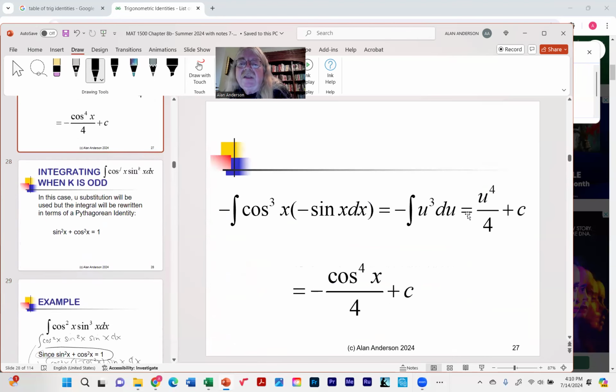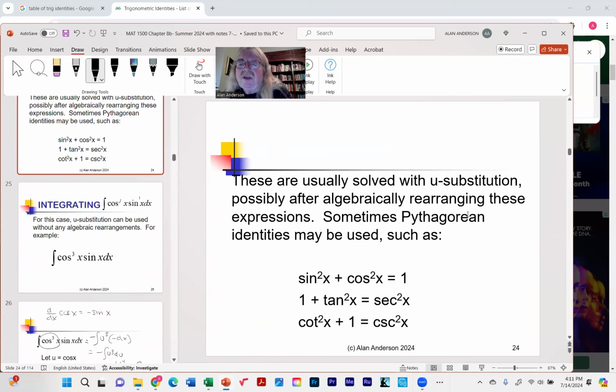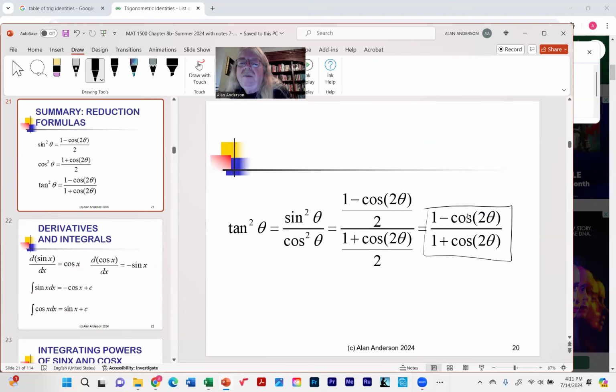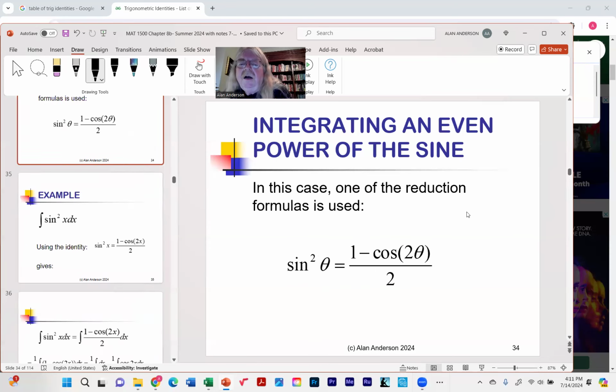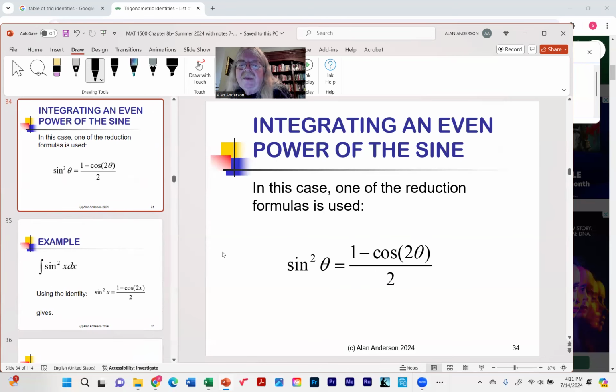Now, if you notice, these two cases involve both the cosine and the sine. What about cases where we just have one or the other? For example, what if we need something like this? Well, one possibility is to use one of these so-called reduction formulas. And if you notice, we did not rewrite it as a half-angle formula. We left it the way it is.